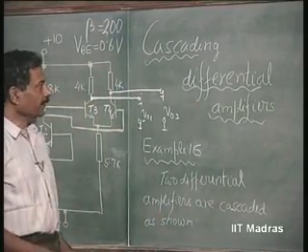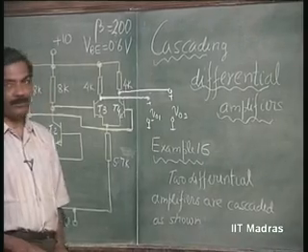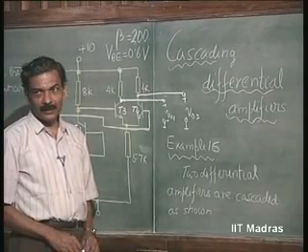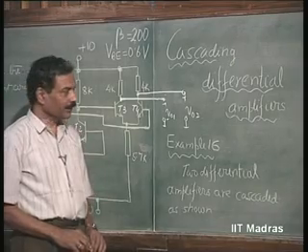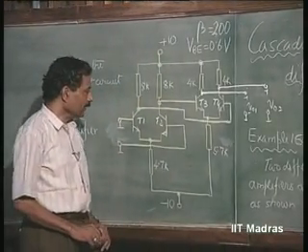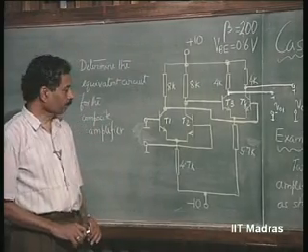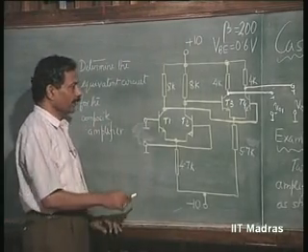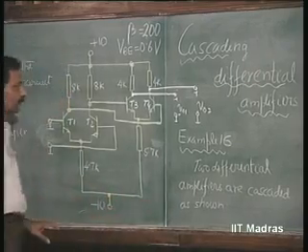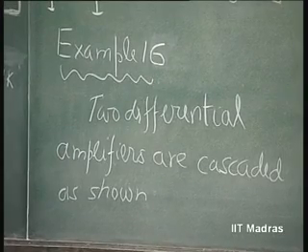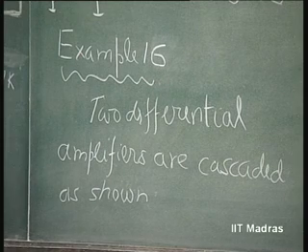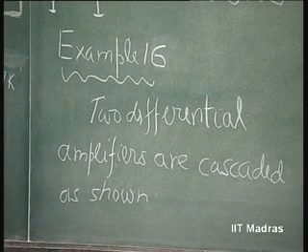Today we will discuss cascading differential amplifiers. We had done this earlier for the other types of amplifiers also and seen how cascading is going to improve the forward transfer parameter. Now consider this example. Two differential amplifiers are cascaded as shown. We will therefore understand the basic idea about cascading through this example.